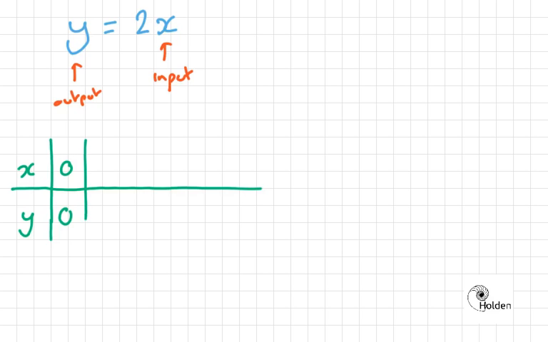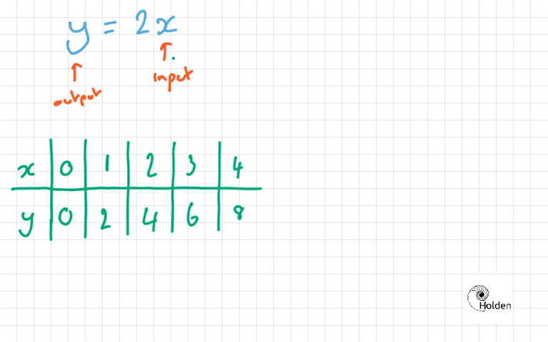Okay, let's pick another number. 1. Okay, 1 is our input. 1 times 2 is 2. So our output is 2. Input of 2, output 4. Input of 3, output of 6. Input of 4, output of 8.